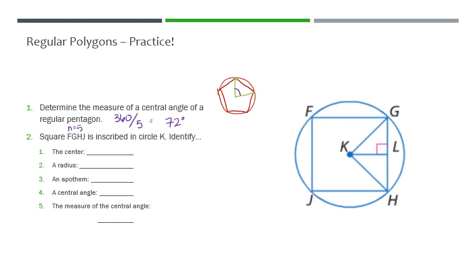All right. So for number 2, we needed to use the diagram at the right of square FGHJ.